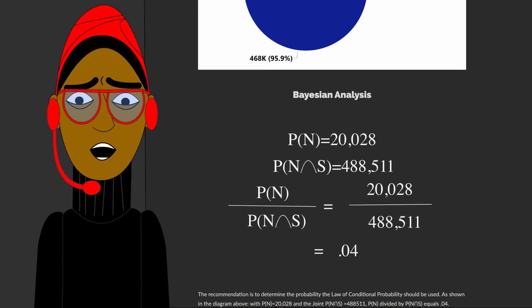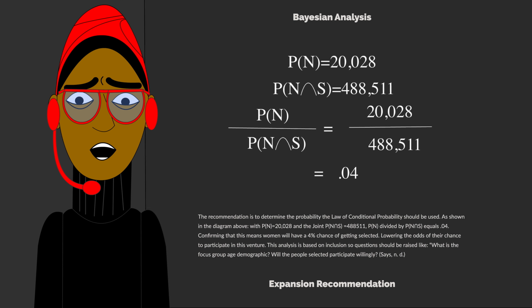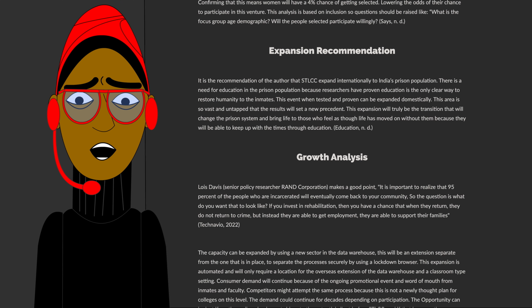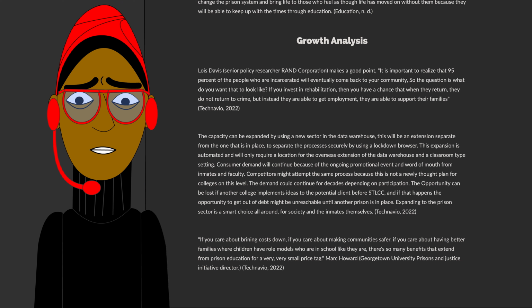Then we have our bias analysis, which is proving the 4%. And we have our expansion, which is why we should expand to India as a form of practice to get perfect and maybe use it domestically. Then we have our growth analysis, where I talk about all the things that need to happen to make this, like having a lockdown browser and so on.